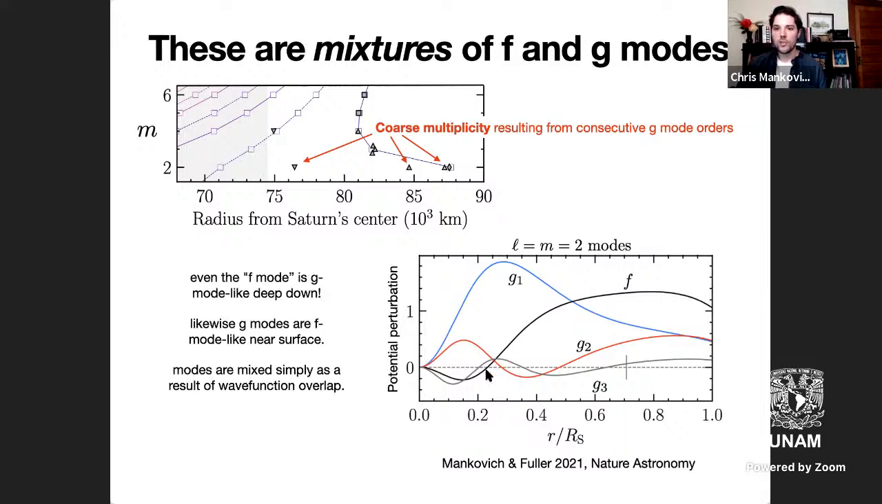Note that even the F mode is G mode-like deep down. It has oscillatory character. So it's not even a pure F mode in the sense that I told you about earlier. It's really sort of F mode-like, sort of G mode-like because of the stably stratified nature of the interior. Likewise, all of these G modes are kind of F mode-like at the surface, whereas a pure G mode would really just be entirely confined in the core and have no amplitude at the surface. So it happens to be that for Saturn, these F modes and G modes are really overlapping in a way that they are all observable, which is really valuable for making use of these frequencies to understand the deepest interior.